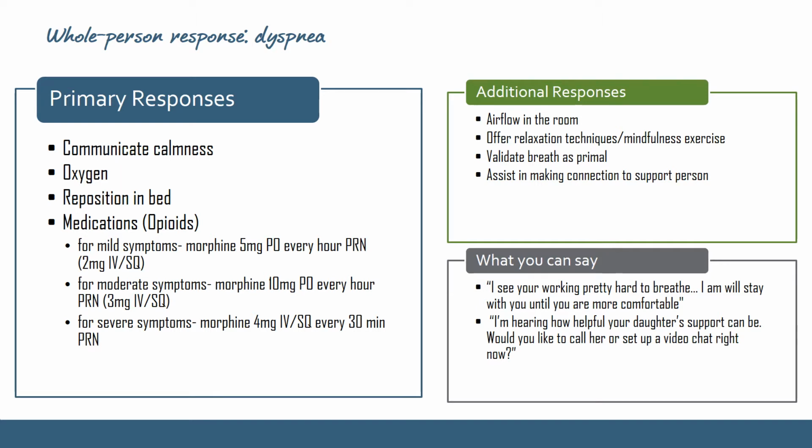Relaxation techniques and mindfulness can be helpful as well, just as validating that breath is primal. Some things that you might say are, "I see you're working pretty hard to breathe. I will stay with you until you are more comfortable." This can validate their emotion and show your support. Or maybe, "I'm hearing how helpful your daughter's support can be. Would you like for me to call her and set up a video chat right now?" This assists in making connections to a support person or loved one.